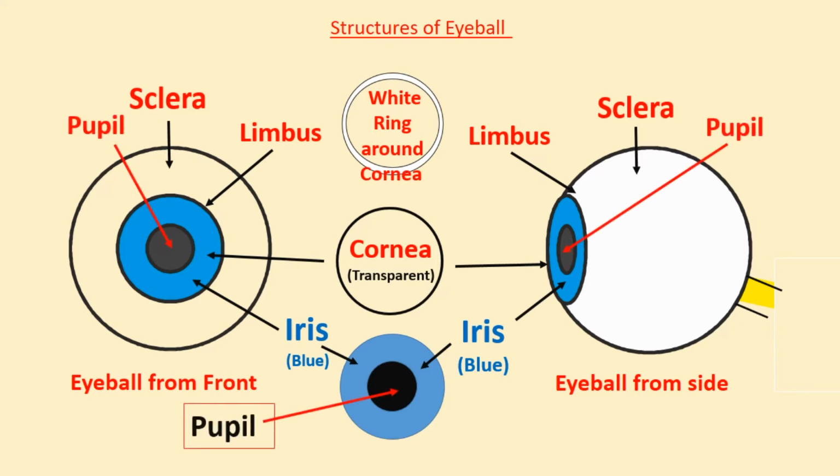Although it is looking black, actually it is a round open space or opening through which light rays enter the eyeball. On the back of eyeball, a yellow colored part can be seen. It's called optic nerve.